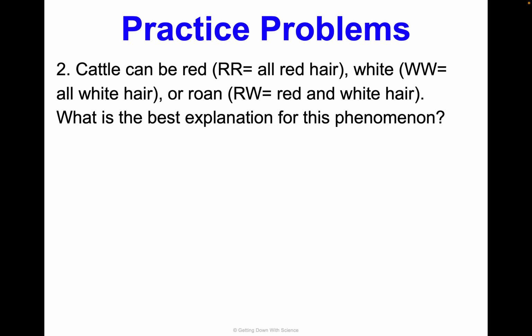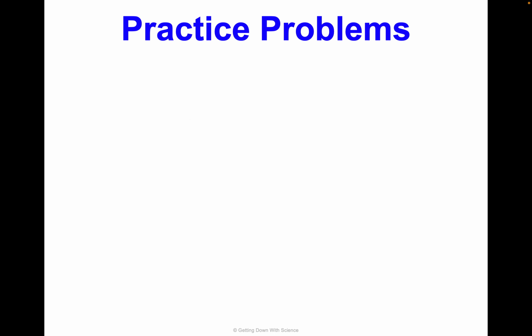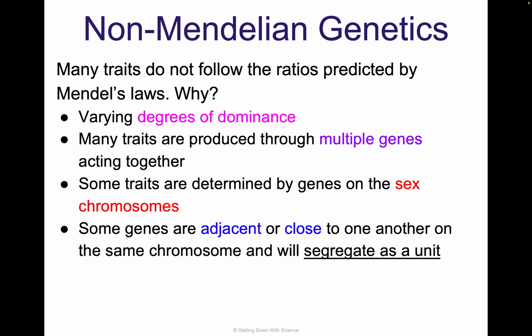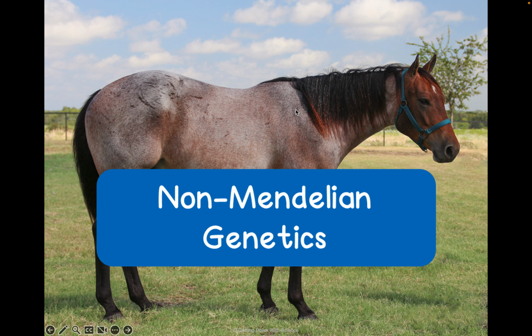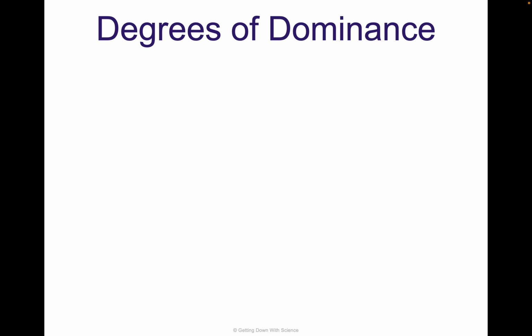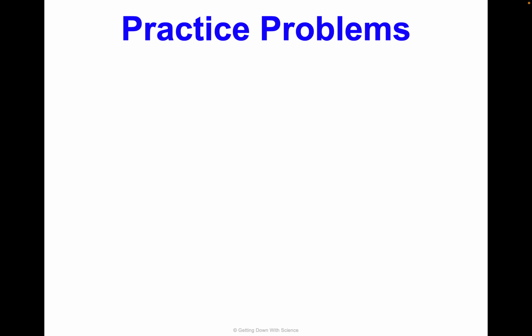Cattle can be red, that's all homozygote dominant, that's all red hair. It could be white, homozygote dominant for white hair, or it could be roan. Roan is sort of that red and white hair together. What's the best explanation for this phenomenon? Well, it's codominance, because we see both red and white strands of hair. When they come together, they kind of make this weird roan color. If you're interested, this is sort of what they look like. So you can see there's some red hairs in there, there's some white hairs in there, and they kind of come together. They're both being expressed. So that would not be incomplete dominance, that is codominance.